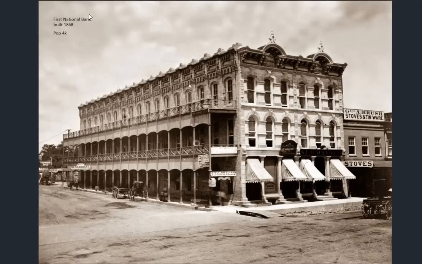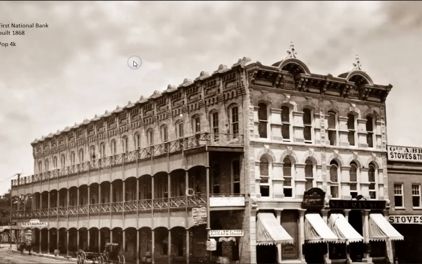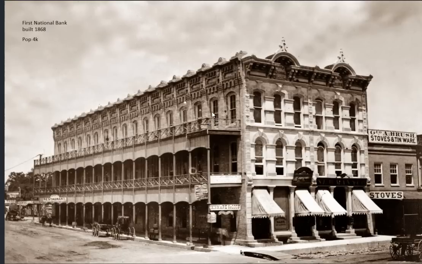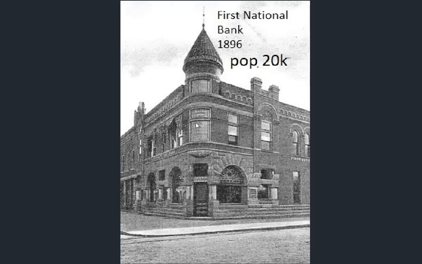Very early time period for the first national bank here, built in 1868 when there's only 4,000 people living there. Everyone else, I guess, would be living in single-story shacks, and you have this bank structure, I would say a remnant of the old world. They're telling us it was replaced by this. I suspect they both existed.